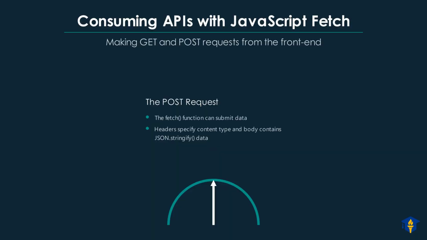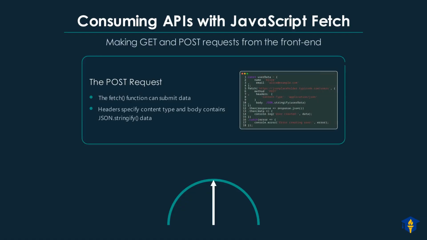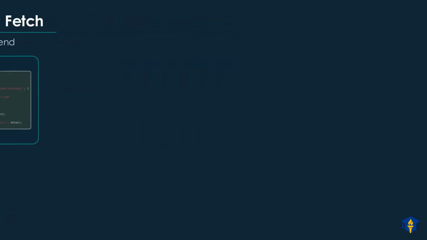Next, we'll examine how to send data to an API using a POST request with the fetch function. The fetch function can submit data, with headers specifying content type and the body containing JSON stringified data. This code illustrates sending user data to create a new entry, managing the response, and any potential errors.